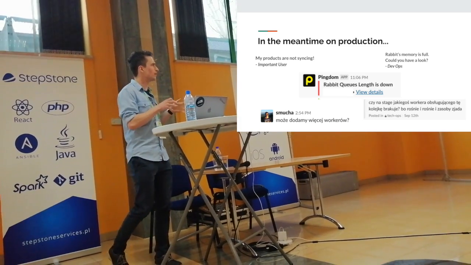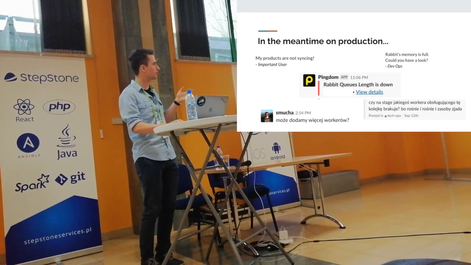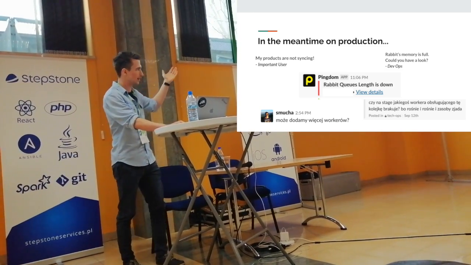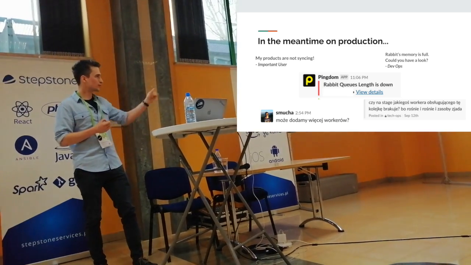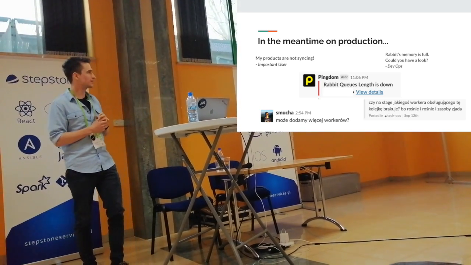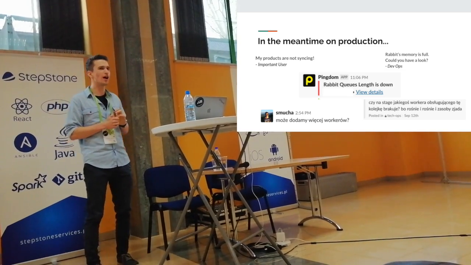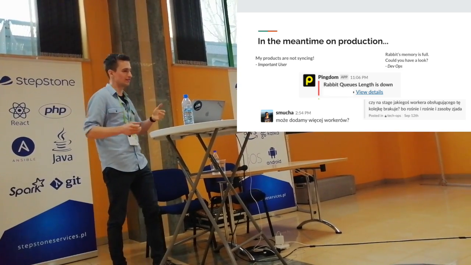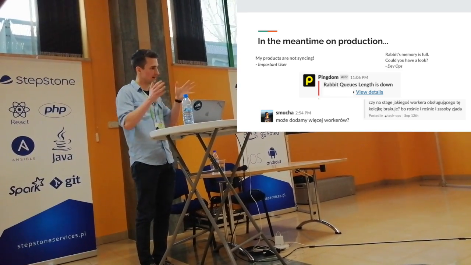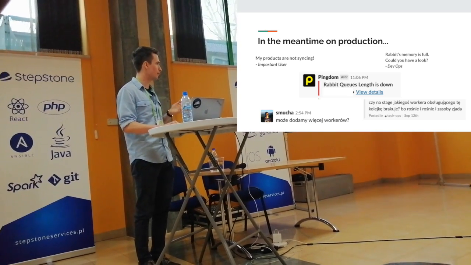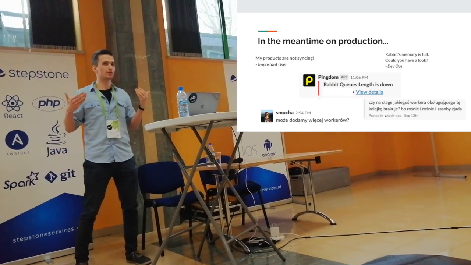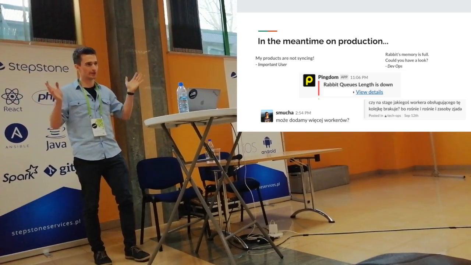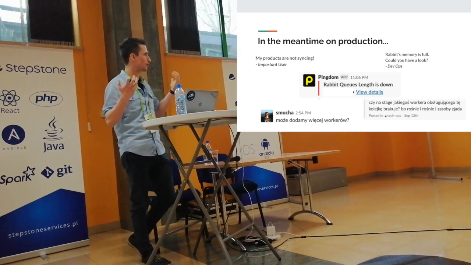And the DevOps messaged me on Slack, Rabbit's memory is full, could you have a look? And we have a look at the architecture. The Rabbit is the broker, meaning we have so many tasks in the queue. And also there's this Pingdom alert that suddenly occurred on Slack saying, hey, Rabbit queue's length is up. Meaning there are so many tasks in the Rabbit, on the queues, that we cannot handle them anymore by reducing their number. So the rational decision in the situation is to actually add more workers because this is what our architecture is supposed to do. It is supposed to scale.